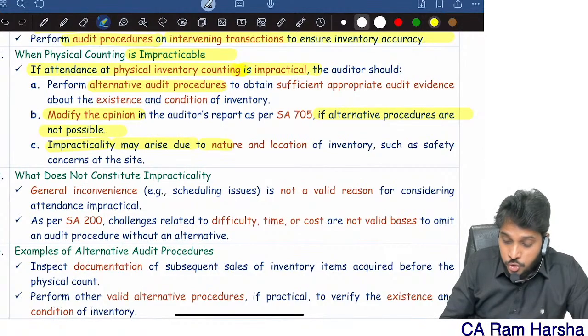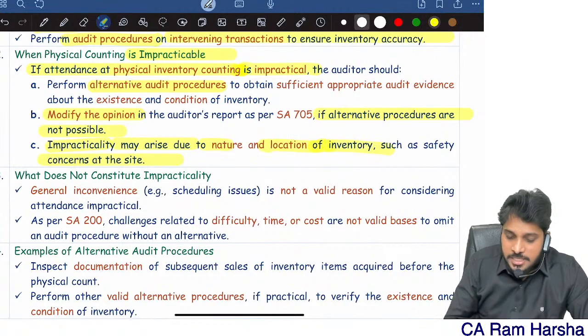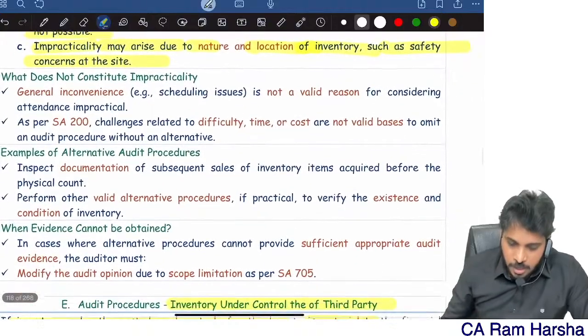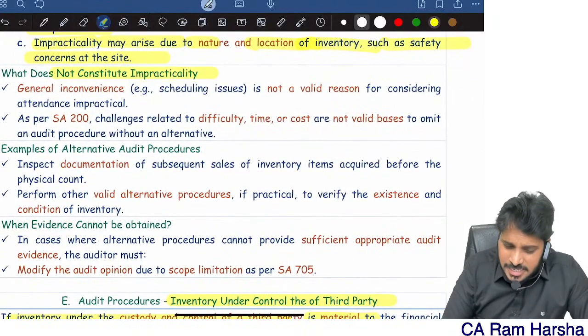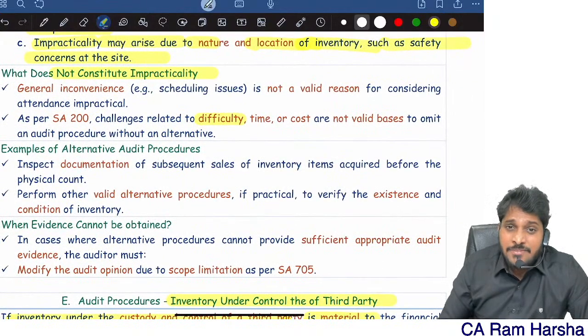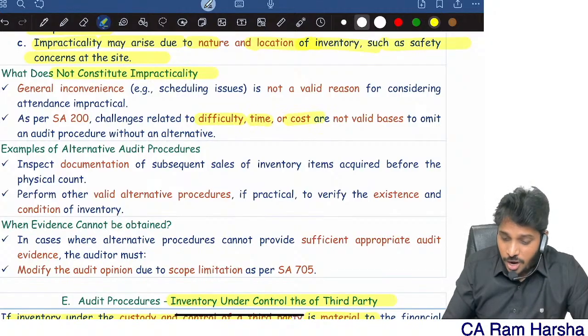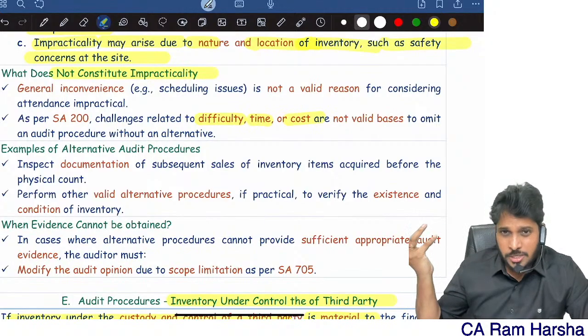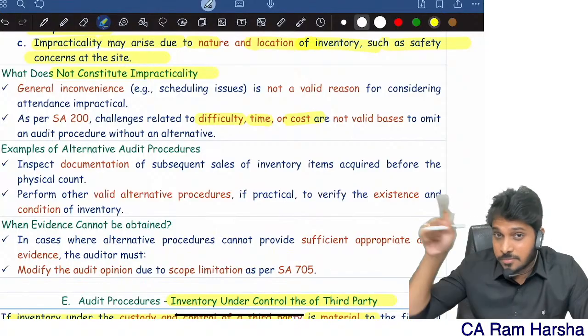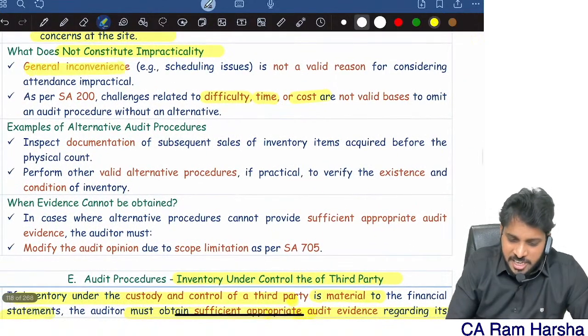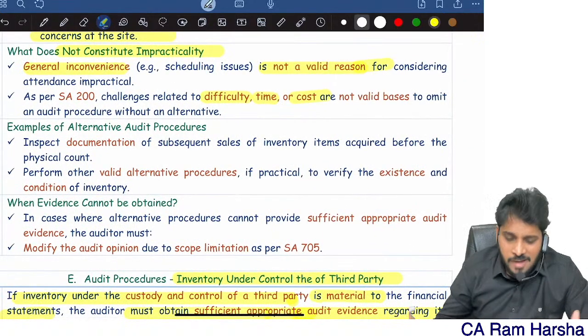Impracticality may arise due to the nature of the inventory or the location of the inventory, such as safety concerns at the site. By the way, what is not impracticality? The auditor is feeling it is difficult to go there. The auditor feels it is a waste of time. The auditor saying, no, inventory counting is costly. This is not a reason for impracticality. General inconvenience is not a valid reason.